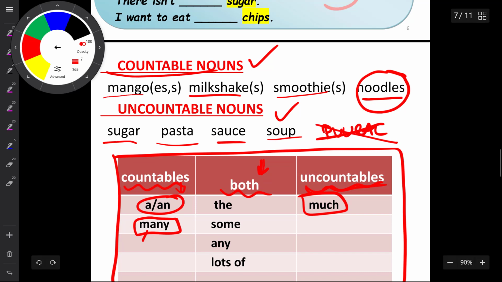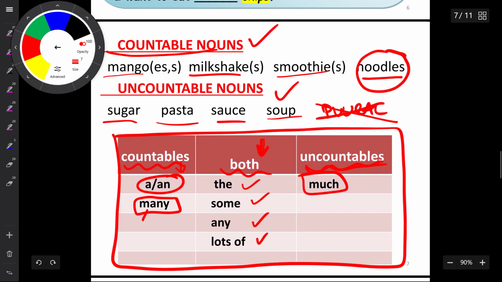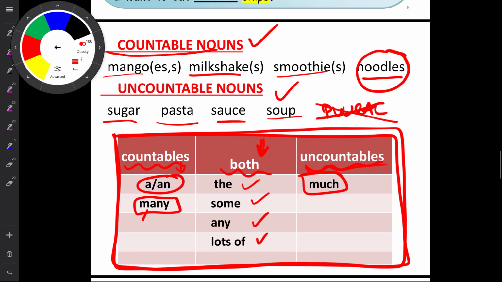But which ones can be used with both? The, some, any, and lots of. Okay, you can draw the same table on a piece of paper and you can hang it on your wall.